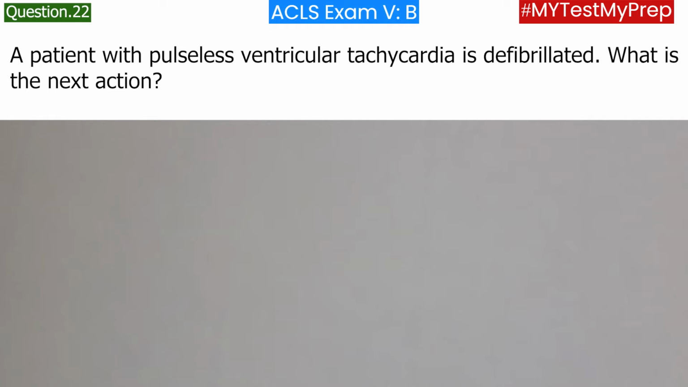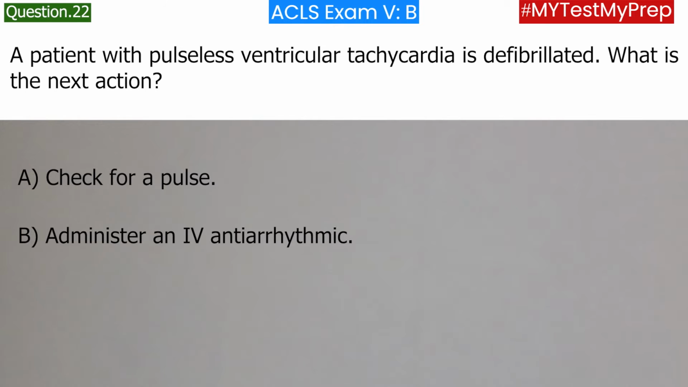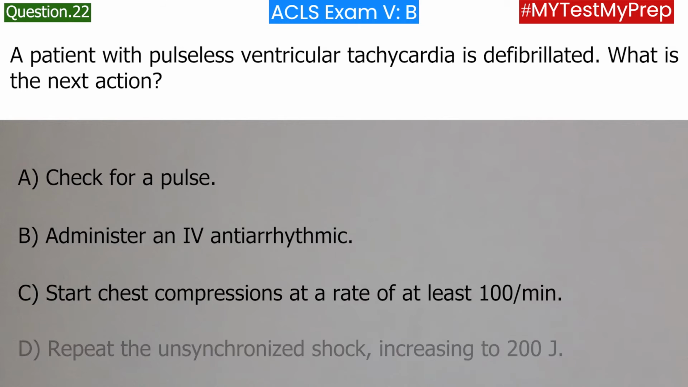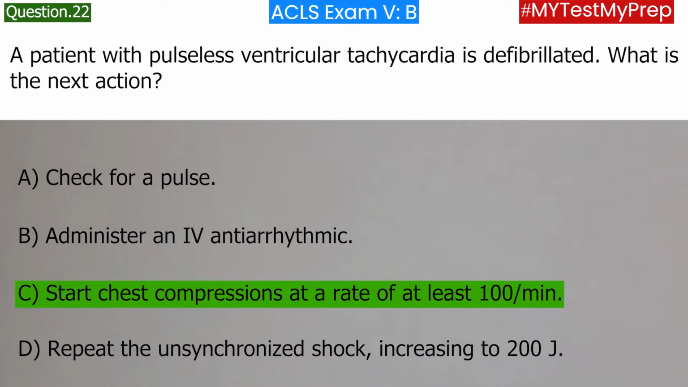A patient with pulseless ventricular tachycardia is defibrillated. What is the next action? A. Check for a pulse. B. Administer IV antiarrhythmic. C. Start chest compressions at a rate of at least 100 per minute. D. Repeat the unsynchronized shock, increasing to 200 J. Answer: C. Start chest compressions at a rate of at least 100 per minute.